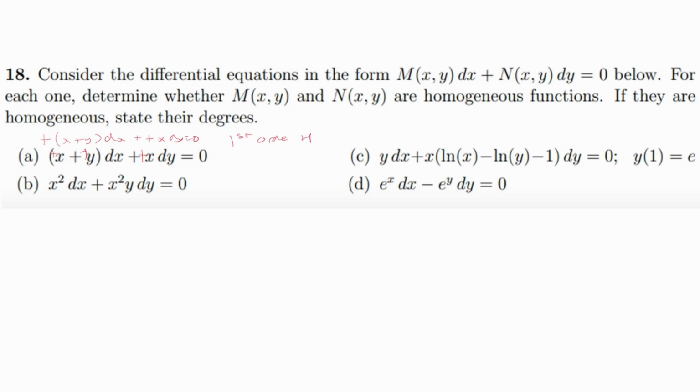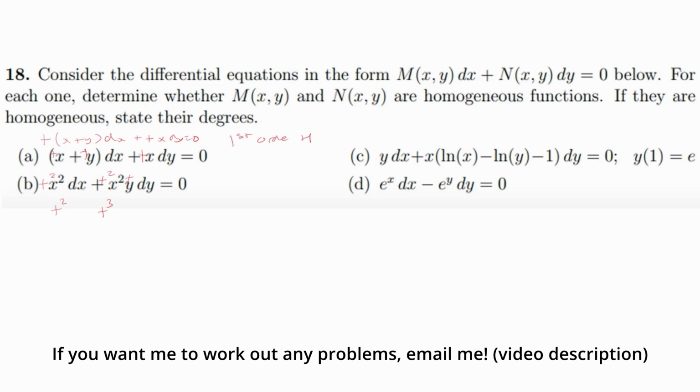For this next one, we're going to do the same thing. We'll have a t squared here because our x is squared. We'll have a t squared here and a t here. And if we look at this, you can see that we are going to have a t squared in the first one and then a t cubed in the second one. So this means that it is not homogeneous because they have a different order.